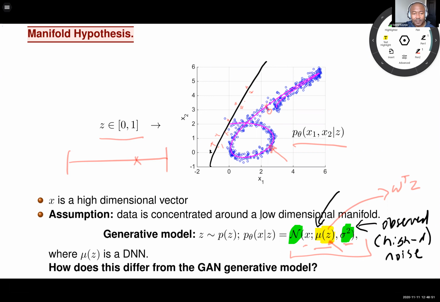Again, the difference is the VAE adds this observed or high dimensional noise. The standard GAN model doesn't assume high dimensional noise. We'll spend a bit of time thinking about some of the implications of this later on.